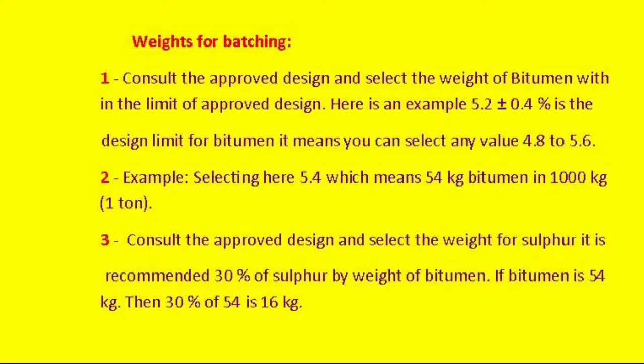Consult the approved design and select the weight of bitumen within the limit of the approved design. Here is an example. 5.2 plus minus 0.4% is the design limit for bitumen. It means you can select any value from 4.8 to 5.6. For example, I am selecting here 5.4%, which means 54 kg bitumen in 1000 kg, which is 1 ton. Consult the approved design and select the weight for sulfur.